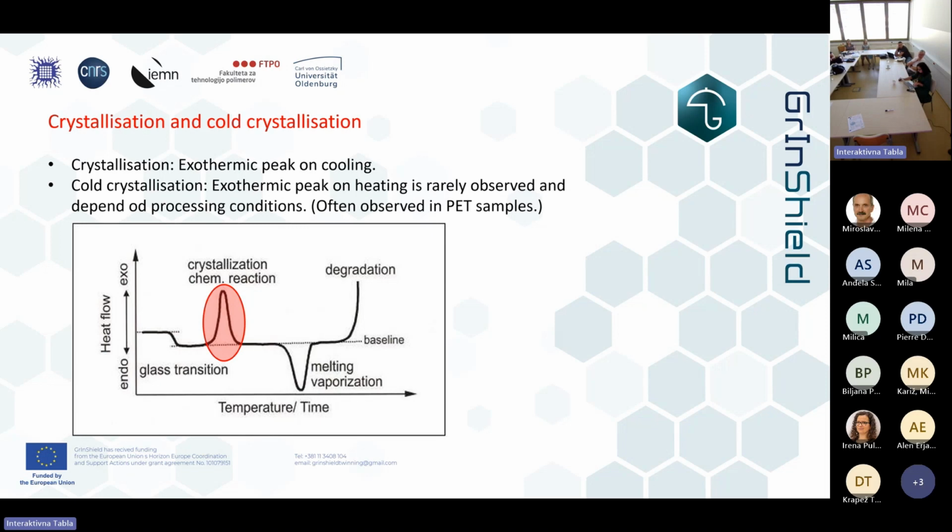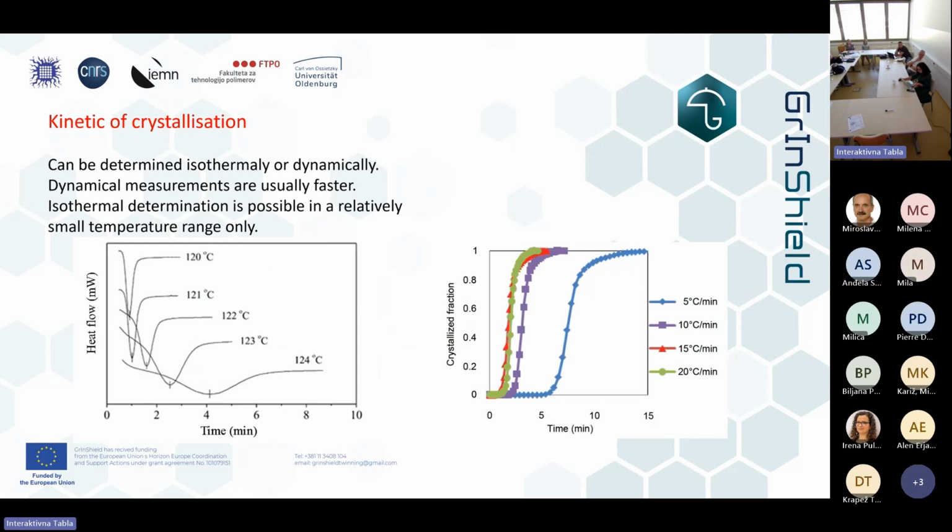So we measure here enthalpy and peak temperature and so on. We can also determine the kinetics of crystallization, which we can do isothermally or dynamically. So during the cooling, or we just cool fast to a certain temperature, for example, like here, 124 to 120 degrees.